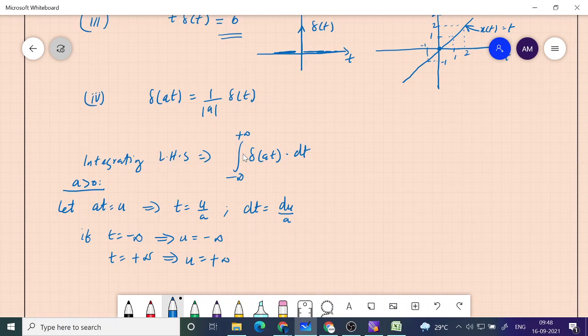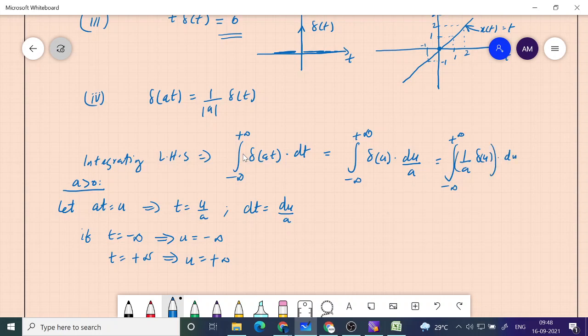So now I have all the quantities that I require, so I can substitute. First thing, the limits do not change. It is from minus infinity to plus infinity, which is true only for a greater than 0, which is the case that we are considering first. And then I have delta of u, and then dt. dt is becoming du by a. a is a positive thing. I will not take it outside, I will group it with the delta of u. So then the integral from minus infinity to plus infinity of delta of u du.